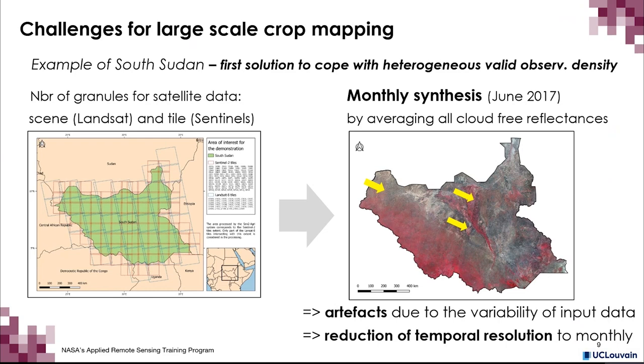Of course, as you can see, there are several artifacts, which are due to the variability of the input data, due to the diversity of atmospheric corrections and the diversity of their related performances. Most importantly, working with monthly composites will reduce the temporal resolution to a month, which is critical for crop discrimination.